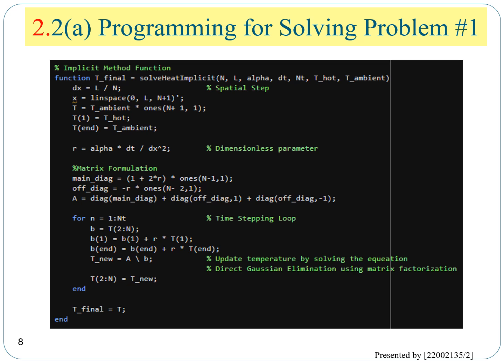So next, for the implicit method function coding, first we calculate the dimensionless parameter R, but unlike the explicit method, we do not need to make it less than 0.5 since the implicit method is unconditionally stable. So they use the matrix formulation unlike the explicit method.